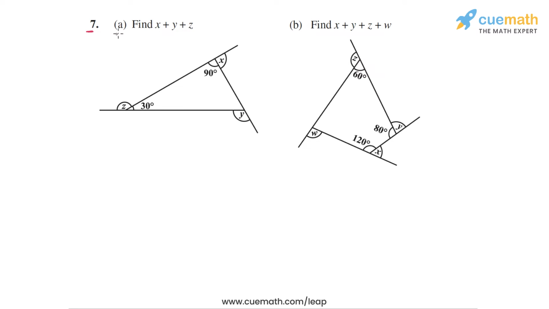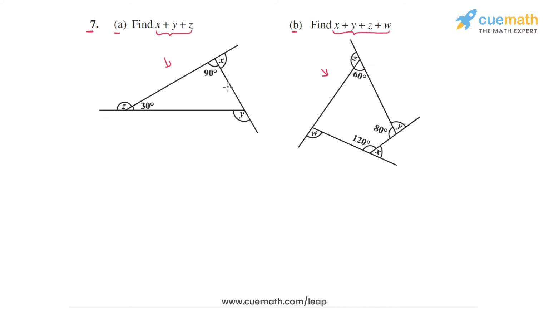In question 7, we have these two parts, A and B. In each part we have a figure, and in each figure some angles are marked using variables. In the first part we have to find x plus y plus z. In the second part we have to find x plus y plus z plus w. So let's start with the first part.